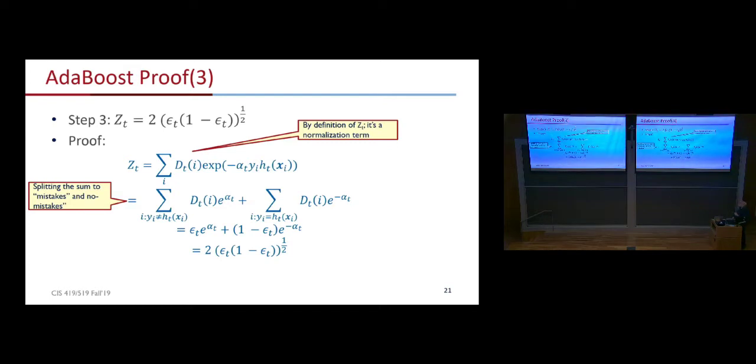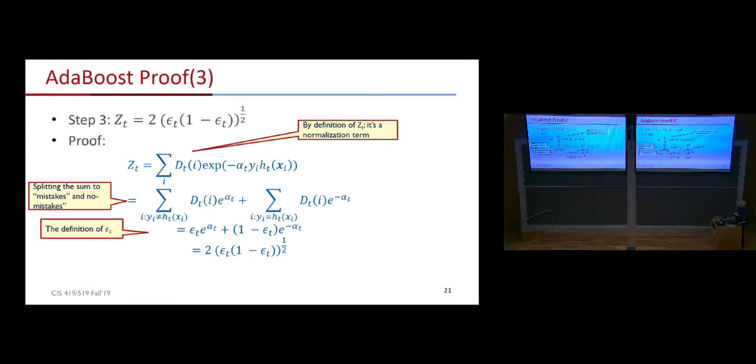That's exactly why I'm showing this slide. The sum over all examples on which I made a mistake of D_t of i is epsilon_t. That's the definition of error. And on the other side, I'm again taking e to the minus alpha_t outside of the sum, so I have the sum of D_t of i over all examples which I got right. So it's 1 minus the error, 1 minus epsilon_t. This is basically the definition of error, and you should be comfortable with this.